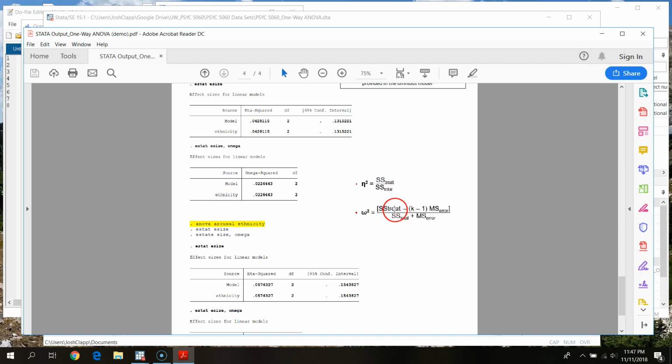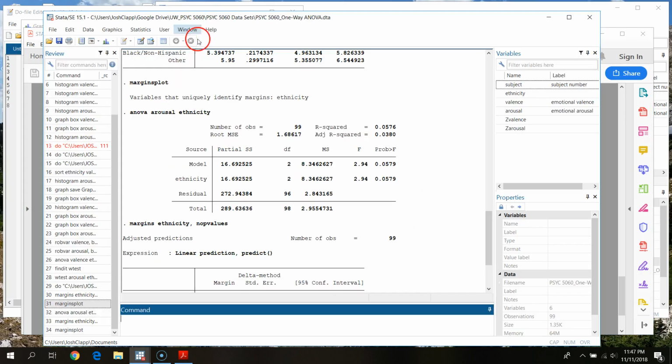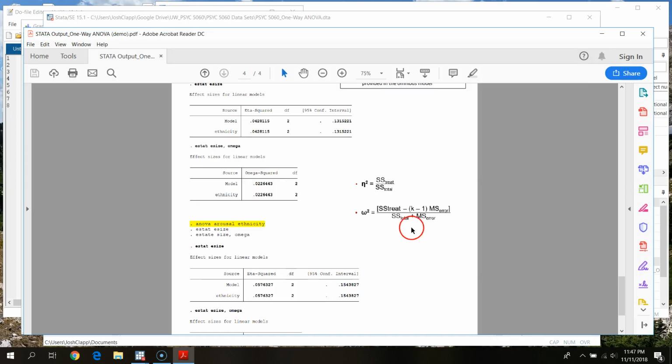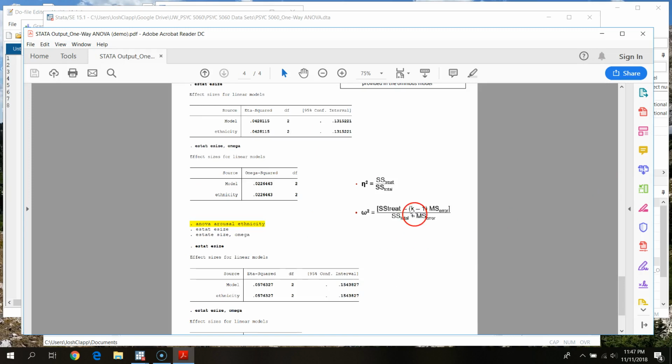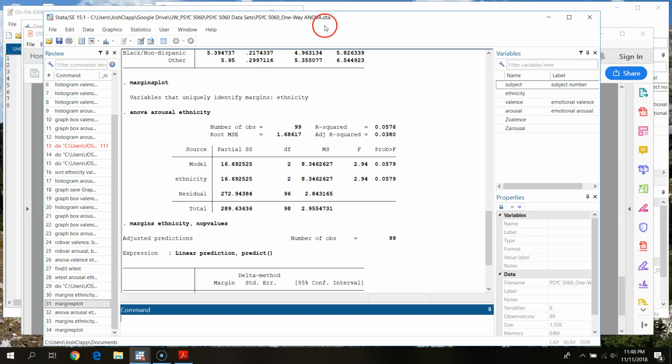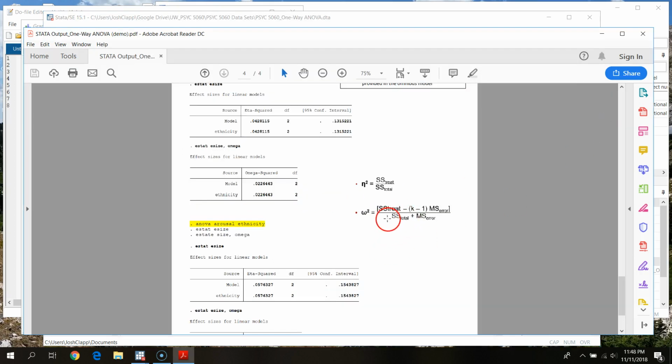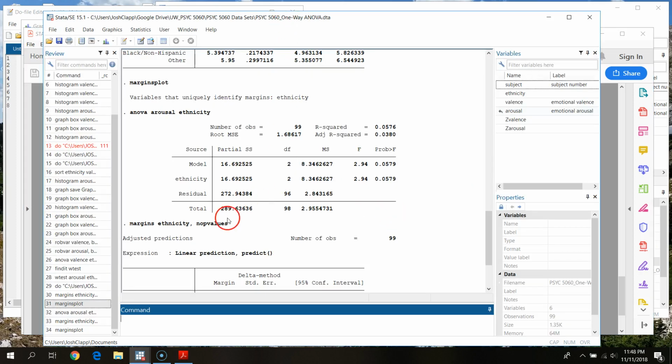So calculation of omega squared is going to be a little bit trickier. You're going to take your sum of squares between, and you're going to subtract the number of groups minus 1. So this is going to be 3 minus 1. Multiply that by your mean squared error, which in this case is going to be 2.843, right? And then divide that by the sum of your sum of squares total and your mean squared error here.